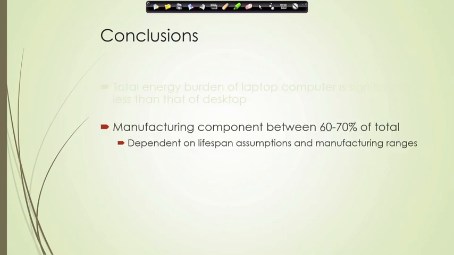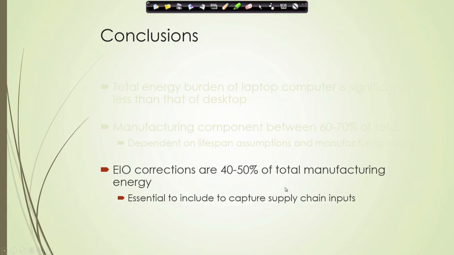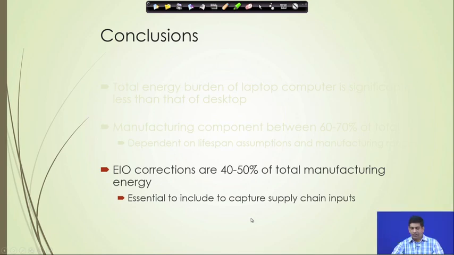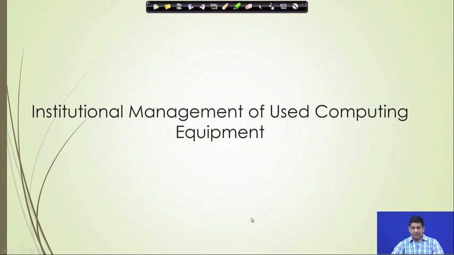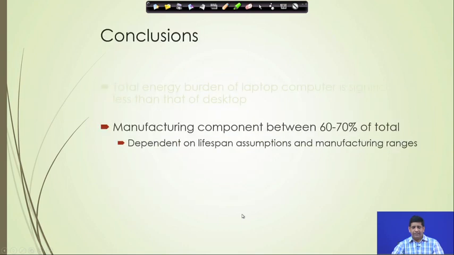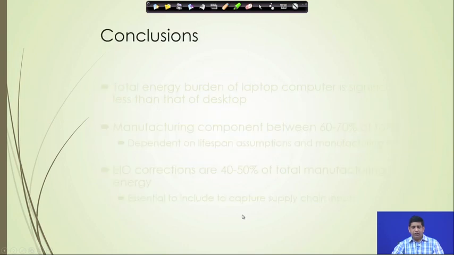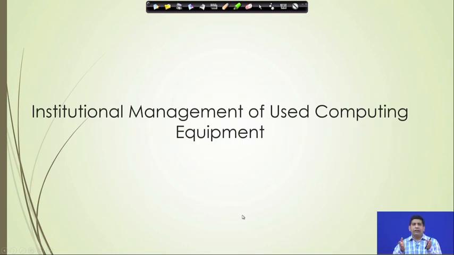We saw that the manufacturing component is around 60 to 70%, depending on how you make the assumptions. EIO corrections are 40 to 50%. You should apply that in terms of supply chain input and other stuff. So, that is how this kind of methodology is used to find out life cycle impact, especially from the energy point of view for a computer. So, that is one example.